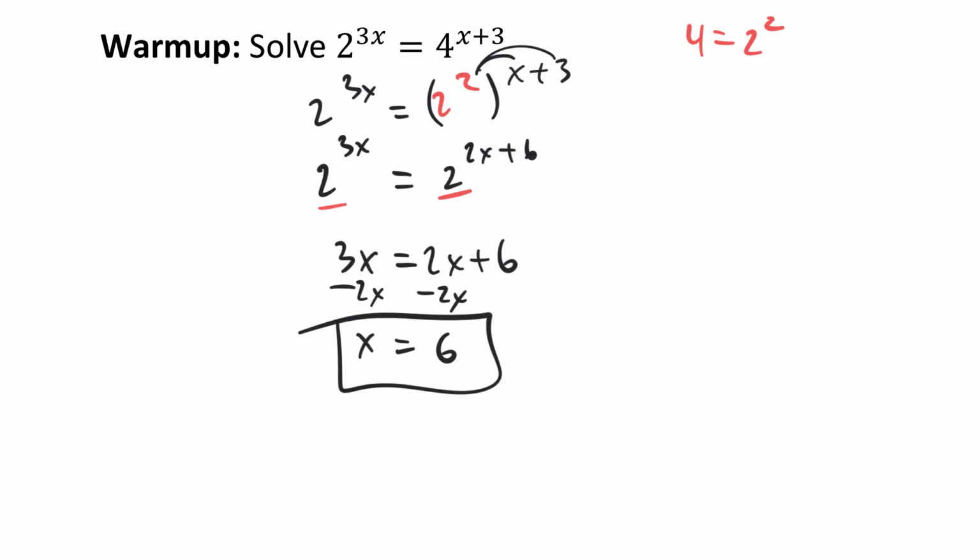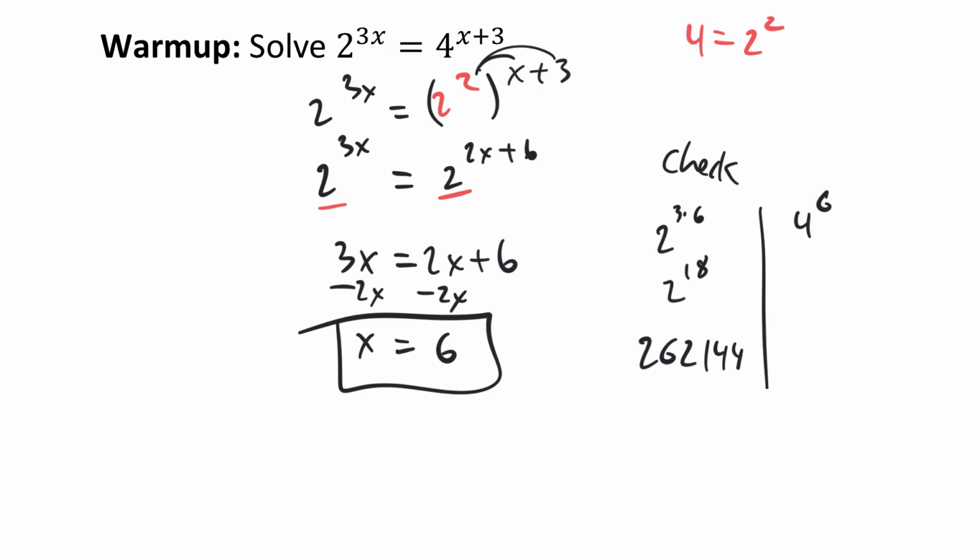And of course, if you wanted to check it, you don't have to, but just for fun, you could check it. 2 to the power of 3 times 6 is going to be 2 to the power of 18, which, if you have a calculator handy, 2 to the 18 is 262144. Over here you have 4 to the 6 plus 3, which is 4 to the 9. And 4 to the power of 9 is 262144. So yes, it checks out.